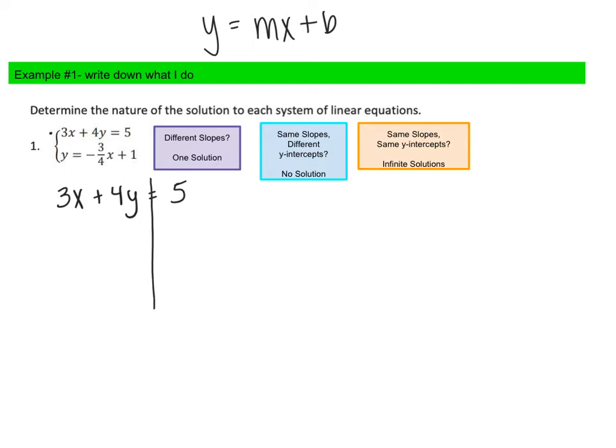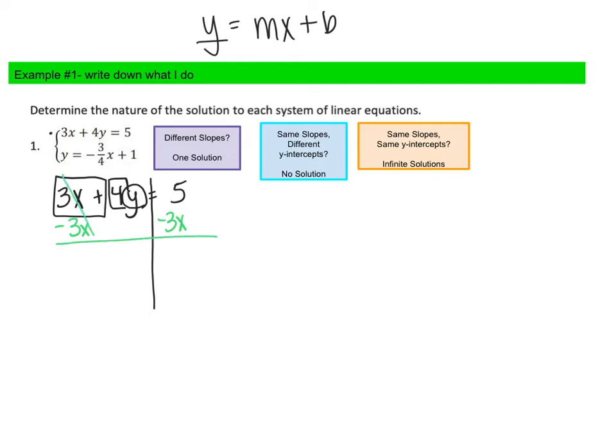Remember, I'm trying to get it so it says y equals, so I need the y to be by itself. Right now, this y is not by itself. It's got a couple things going on. The first thing I see is it's being added to 3x, and then it's being multiplied by 4. So I'm going to get rid of my 3x first. So I'm going to take away 3x from both sides.